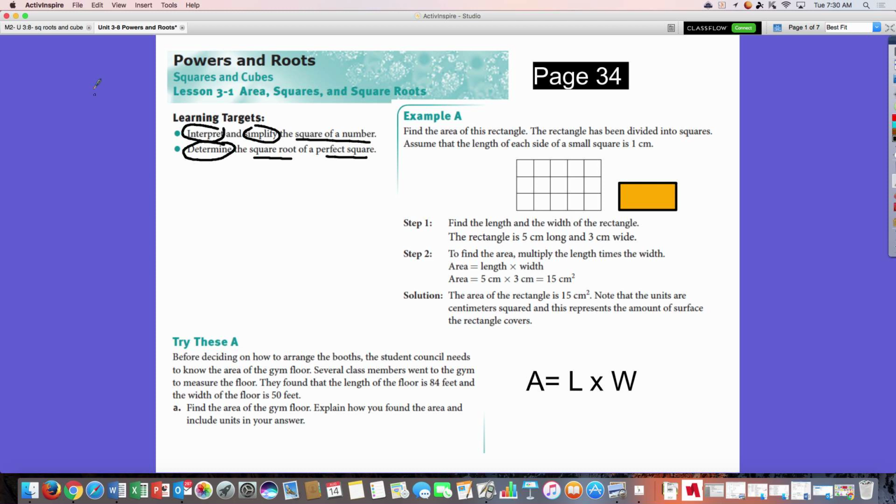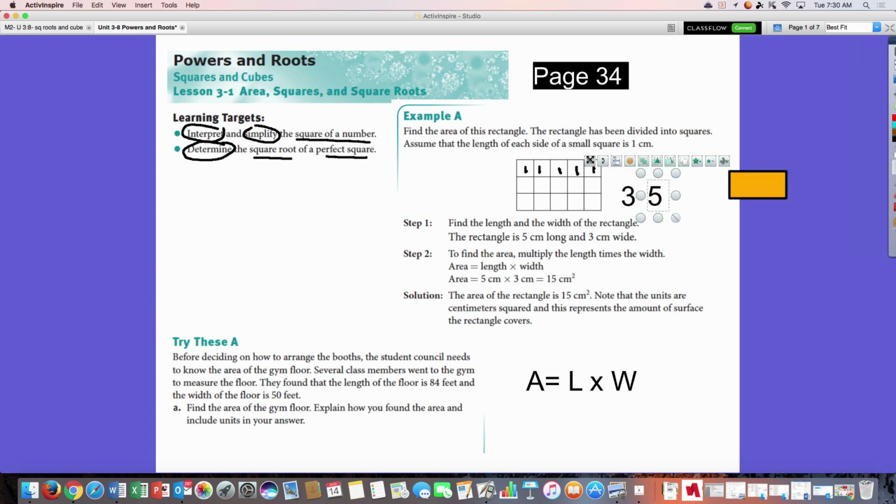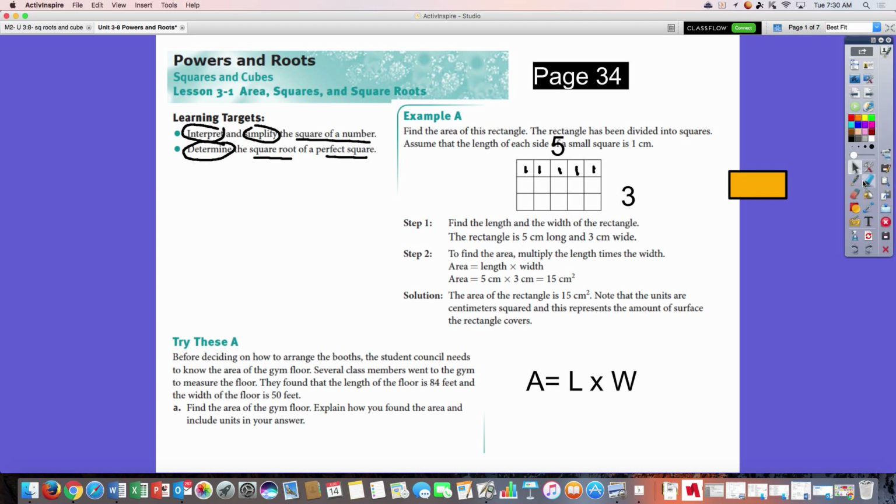Example A, start right here. Find the area of this rectangle. Well, this rectangle is divided into parts for you. Each one of these squares is 1 centimeter, right? They're all 1. So I know you know what you're doing. You can count these up. This has 5, and that has 3. So it's 5 long and 3 wide. So the length and width is 5 and 3.